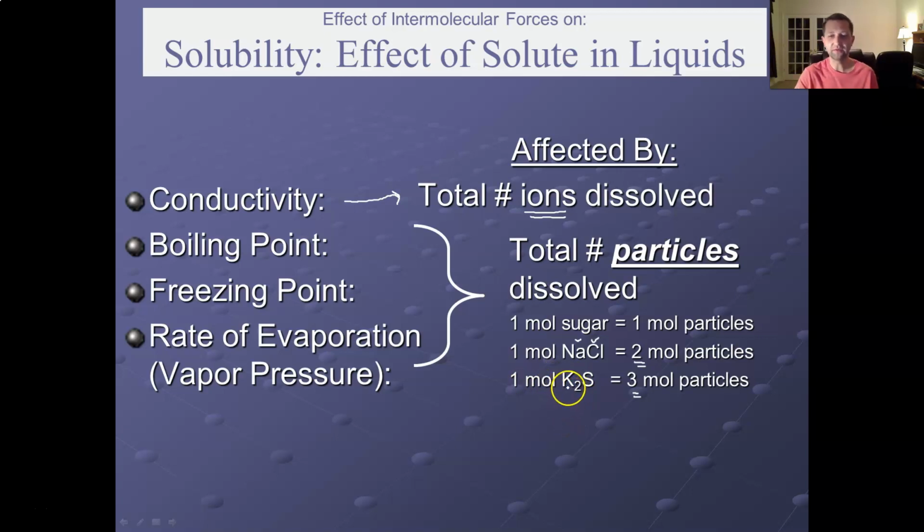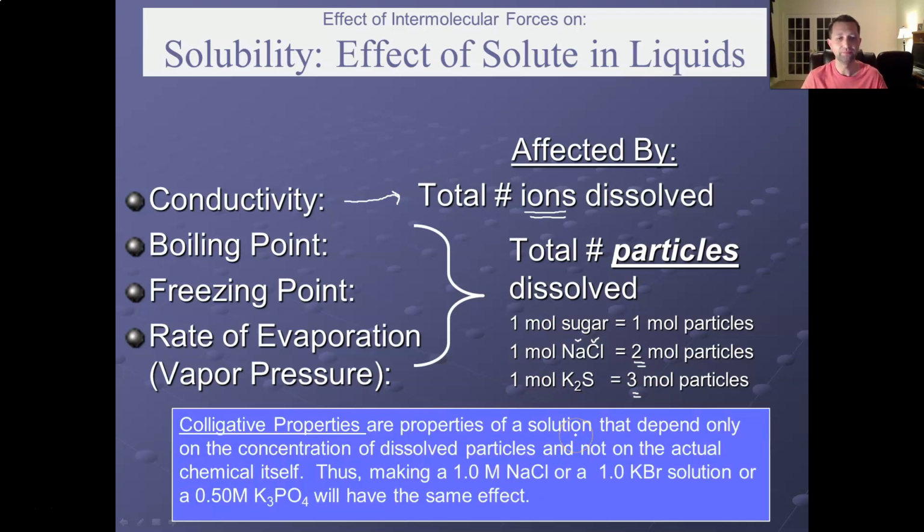So within that 1 mole of K2S, you have 2 moles of K, 1 mole of S, 3 moles total. This is going to be important in a couple minutes. These are called colligative properties. Colligative properties are properties of a solution that depend on the concentration of dissolved particles, other than conductivity. Not the actual chemical itself. So a 1 molar solution of table salt, 1 molar solution of KBr, or a 0.5 molar solution of K3PO4 will have the same effect.